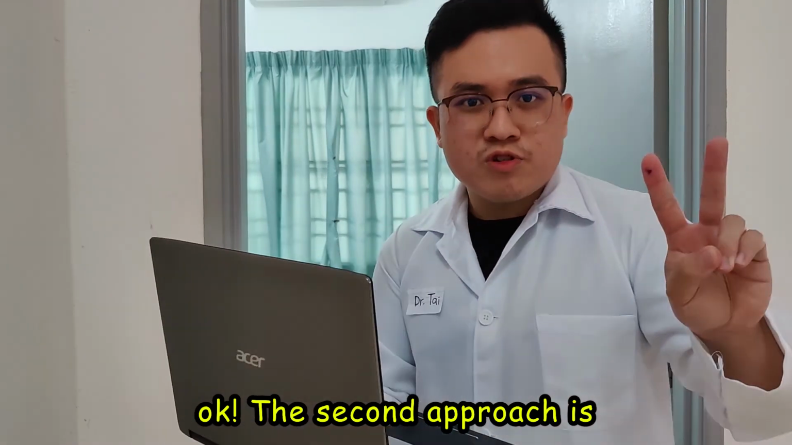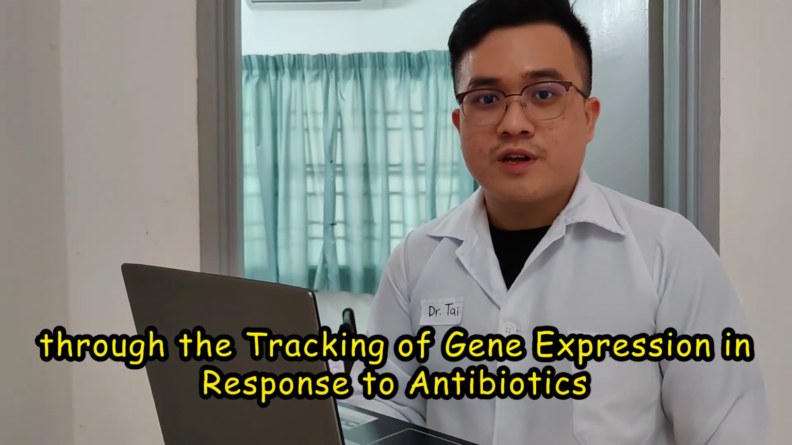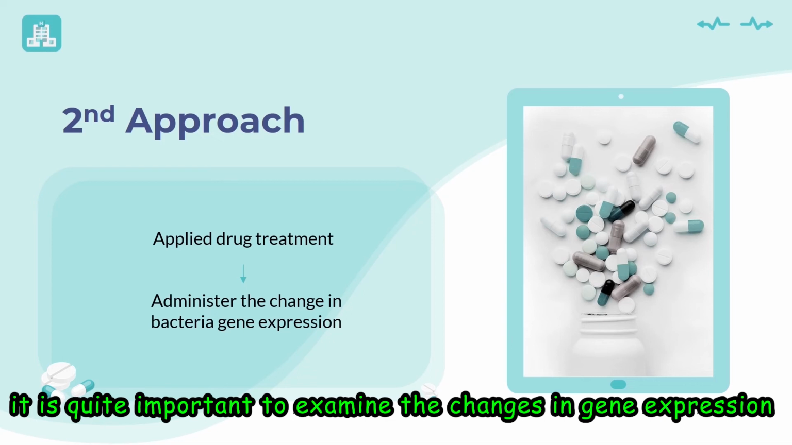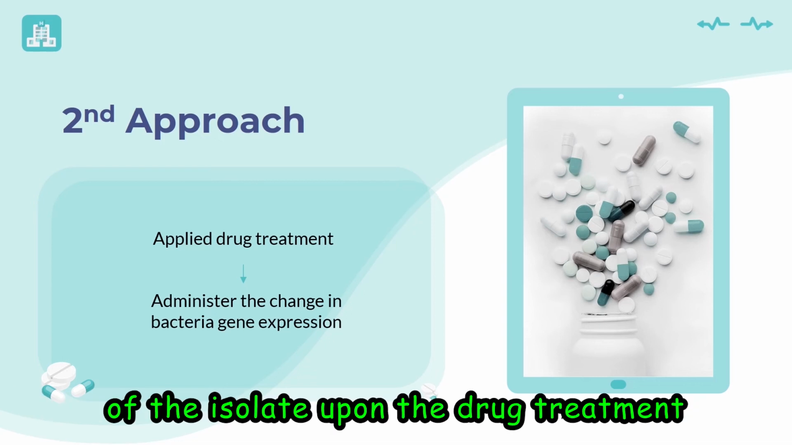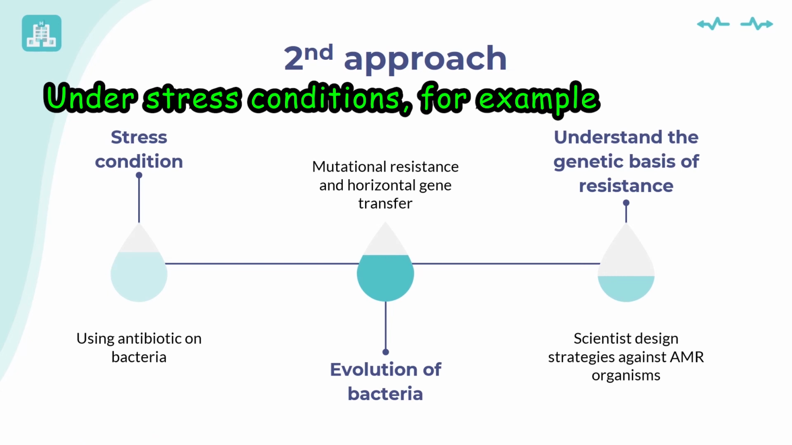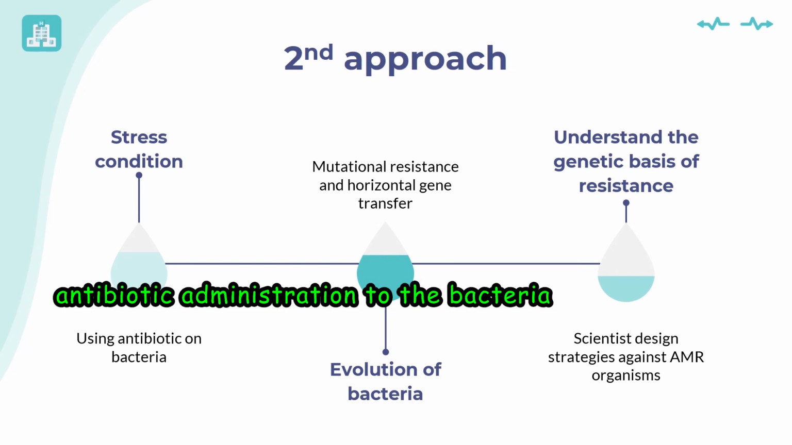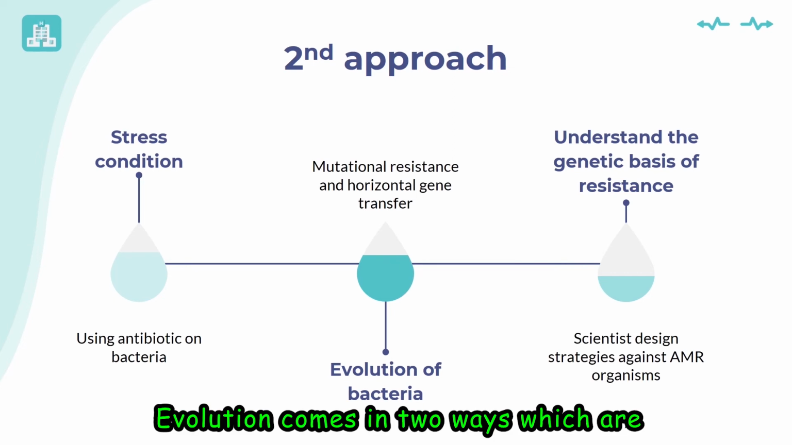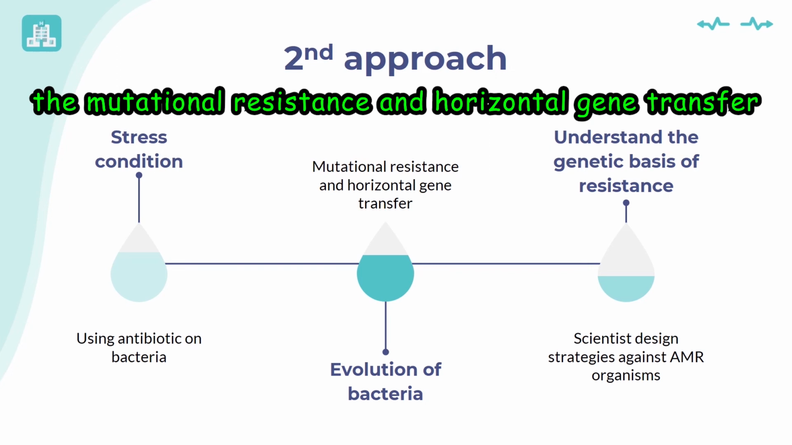Okay, the second approach is through the tracking of gene expression in response to antibiotics. It is quite important to examine the changes in gene expression of the isolates upon drug treatment. Under stress conditions, for example antibiotic administration to the bacteria, evolution could occur to resist the drug to a certain degree. Evolution comes in two ways, which are mutational resistance and horizontal gene transfer.